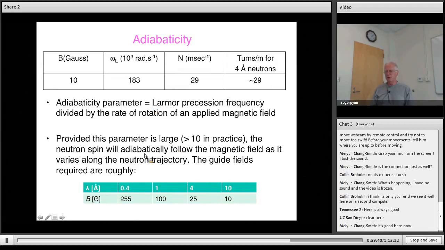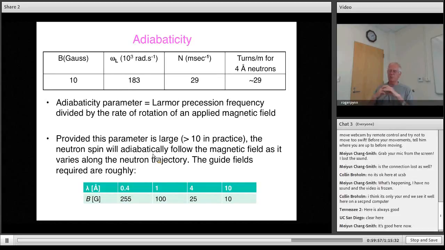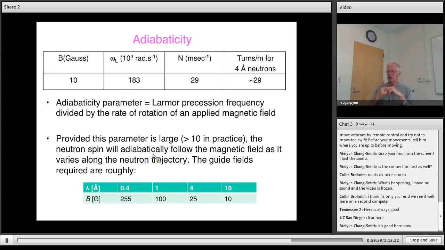And the spin of the neutron will, I shouldn't say neutron spin, I should say neutron polarization. I told you at the beginning that you couldn't apply this to a single spin, but we tend to be lax in our language, and you'll hear people say the neutron spin. I say it half the time too, but what this should say is that the neutron polarization will adiabatically follow the magnetic field as it varies along the neutron trajectory.